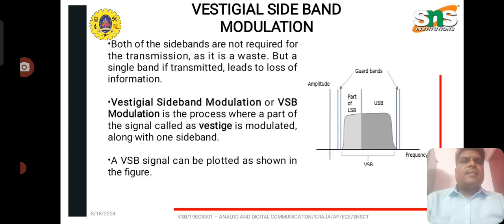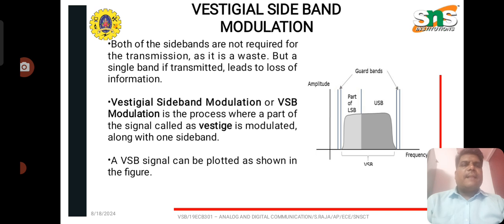In double sideband, both of the sidebands are not required for the transmission as it is a waste, but if a single band is transmitted, it leads to loss of information. Vestigial sideband modulation, or VSB modulation, is the process where a part of the signal called vestiges is modulated along with one sideband. A VSB signal can be plotted as shown in the figure.